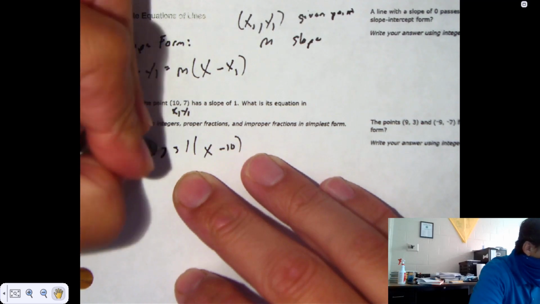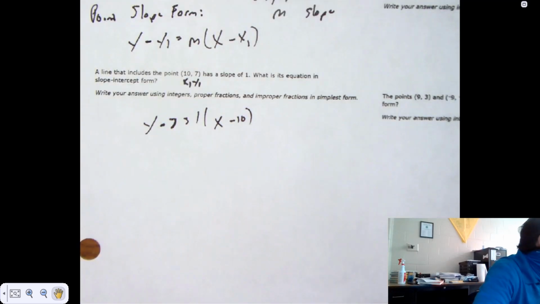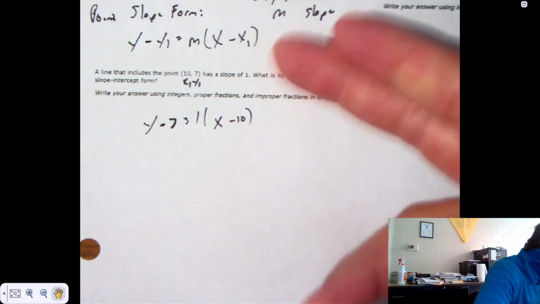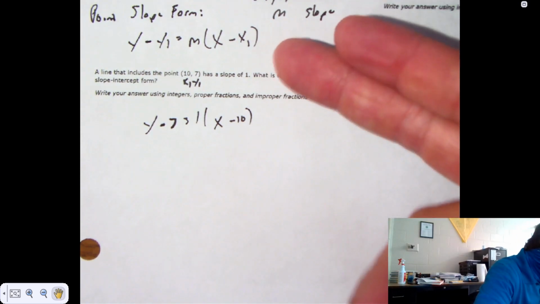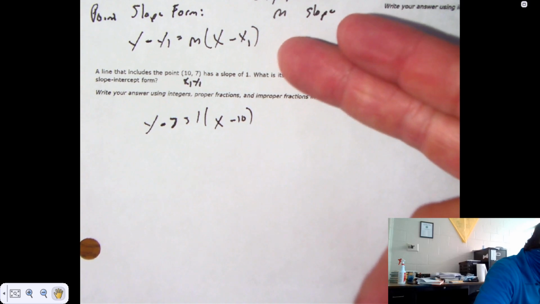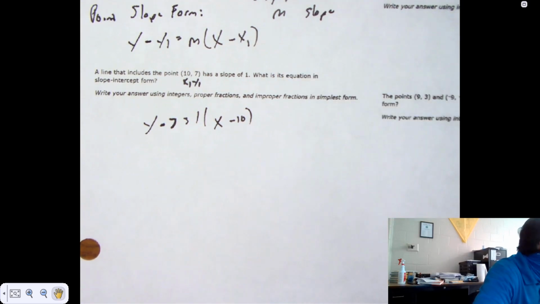Now, if you don't know what to do, IXL will teach this using y equals mx plus b. And you'll get the right answer. You will. I don't really care how you do it. But point slope form is actually heavily involved in a calculus class. We use it quite a bit in that class. So it would be best if you use point slope form.